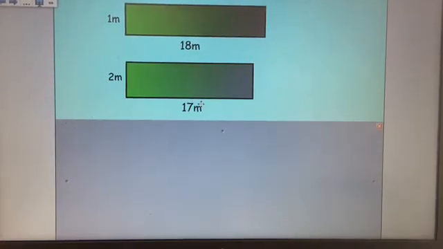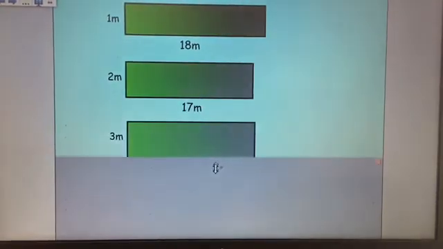Double 2 is 4, double 17 is 34. Add them together to make 38. That would give you an area of 2 times 17, which would be 34 meters squared. Let's have a look at the third one.